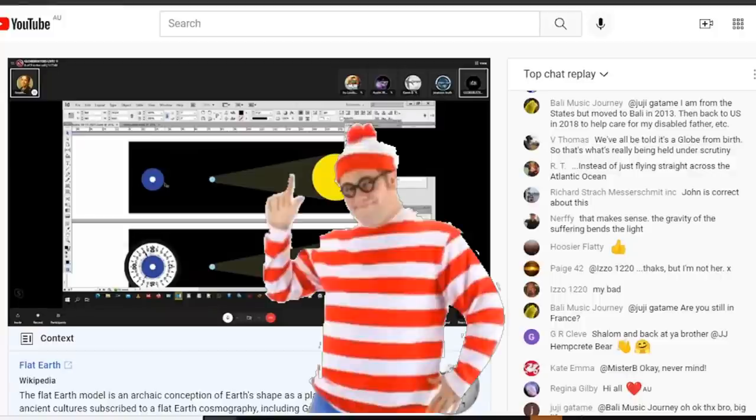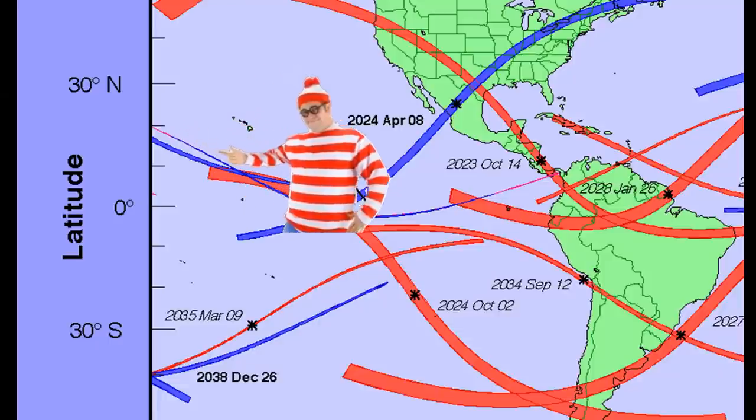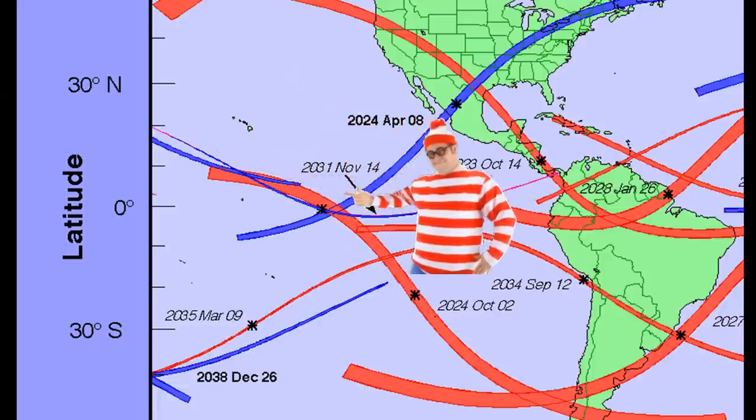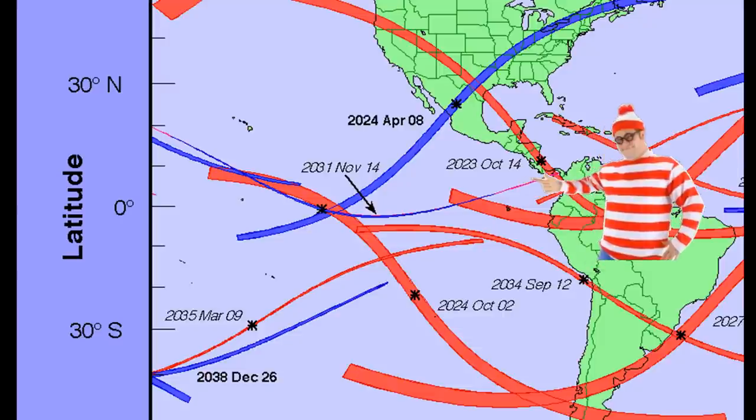With a minimum size of 0, how small must the moon be, John? So let's take this a whole next step further, shall we? See this eclipse on the 14th of November 2031.